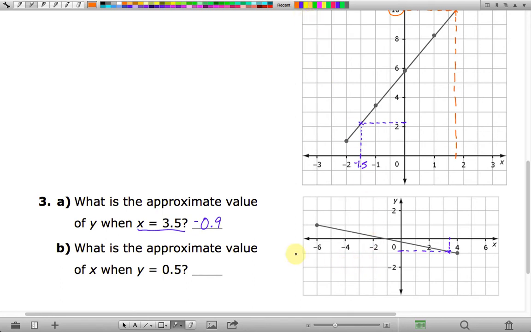So now the other point here, the approximate value of x when y is equal to 0.5. So here is y equals 0.5. It's right here, so halfway between 0 and where 1 would be. So if I move over to the graph, and make a mark here, and then drop down to our x-axis, it looks to me like an x value of -3 is what we're looking at.